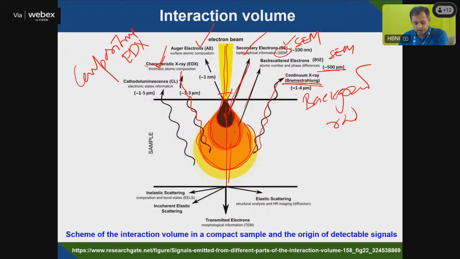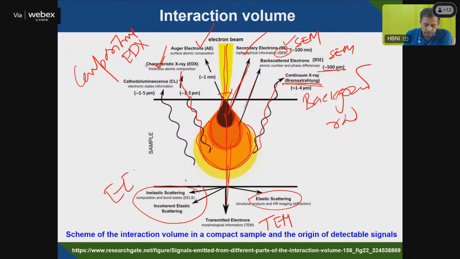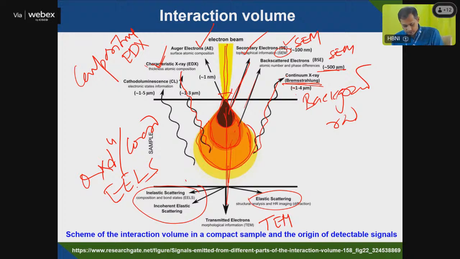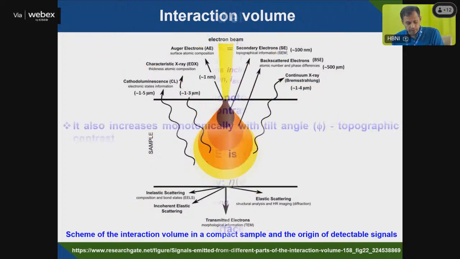compositional analysis. You can see that if the electron is transmitted, then you will be able to see the TEM, whether it's elastic scattering or inelastic scattering. As I told, for the inelastic scattering, you have electron energy loss spectroscopy, EELS. There you will be able to find out mostly the oxidation state and coordination number. So that we will discuss later on in TEM classes.